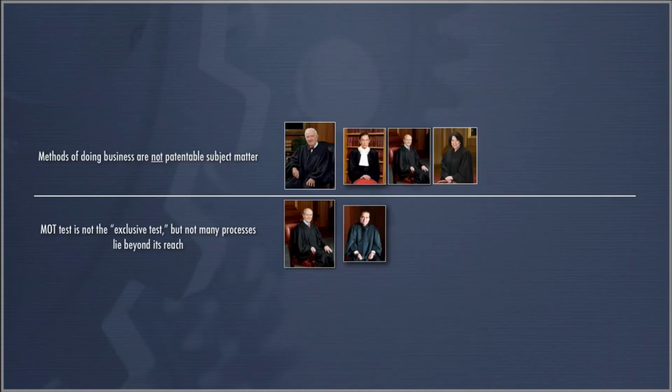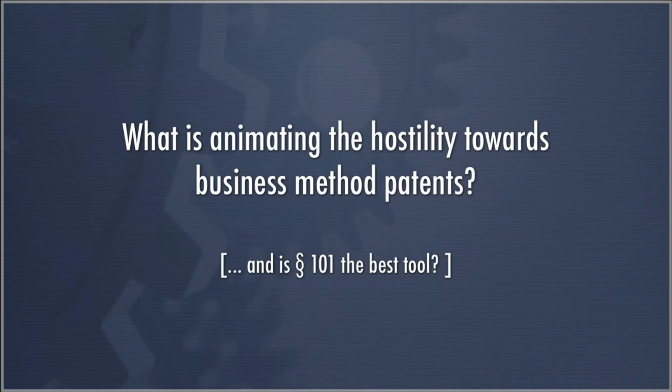And the machine or transformation test is not the exclusive test, but not many processes lie beyond its reach, right? So Justice Breyer writes separately, joined by Justice Scalia, to say that although it's not exclusive, it seems like this is pretty much the only test, right? It's going to be rare that a process fails the machine or transformation test and is still patentable, right? So why is the court 5-4 split on what they describe as business method patents, right?